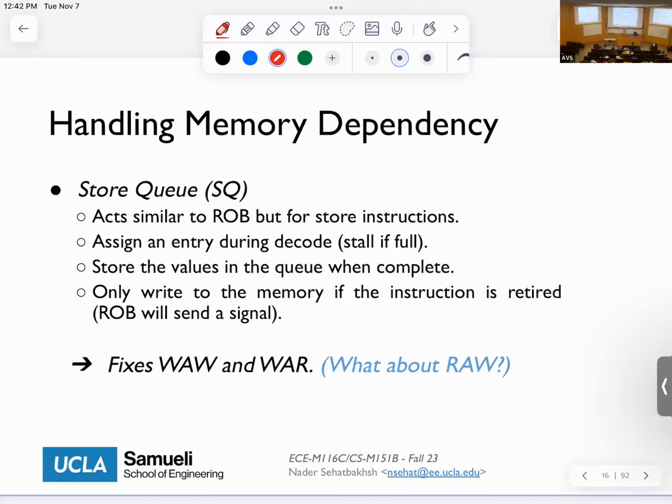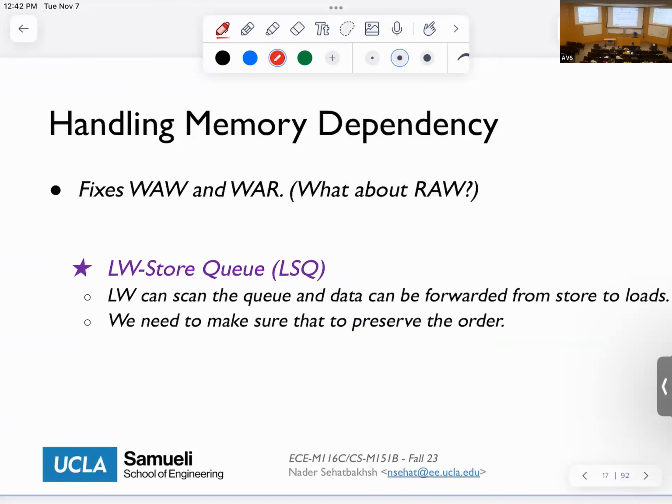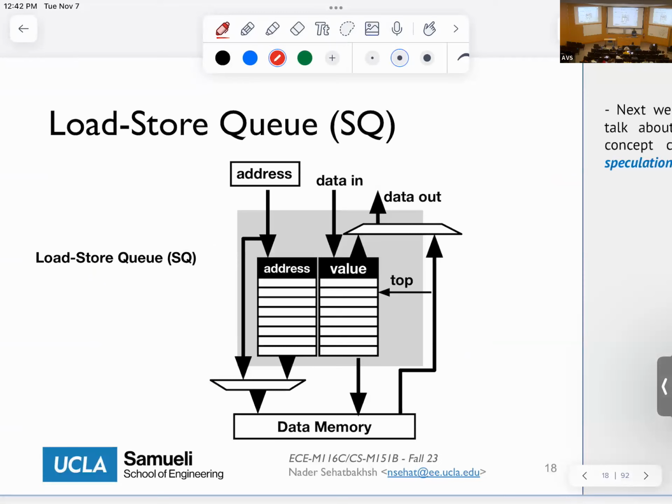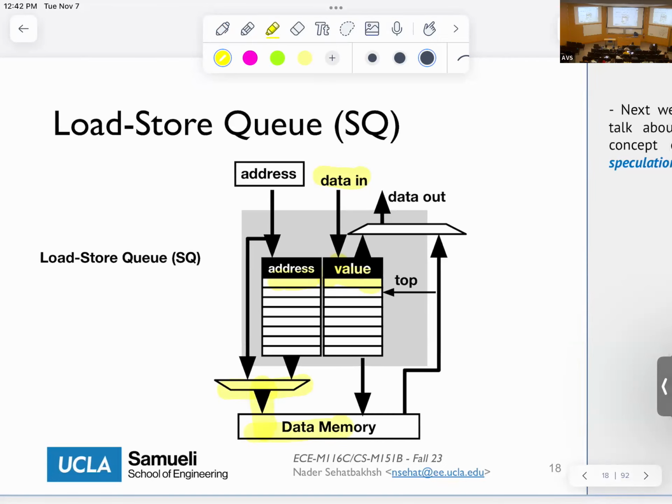So your load store queue looks something like this. The data in is coming from your functional units. You store the values, you put the addresses here, and whenever we say that this instruction can be retired, then I'm going to write it to the data memory. Otherwise, I check this and put the data out if there is any request coming from the processor.